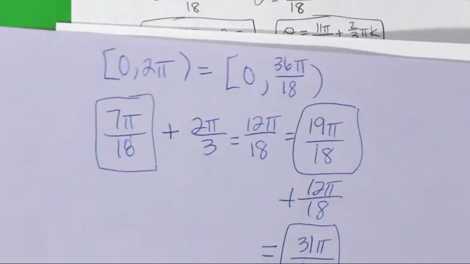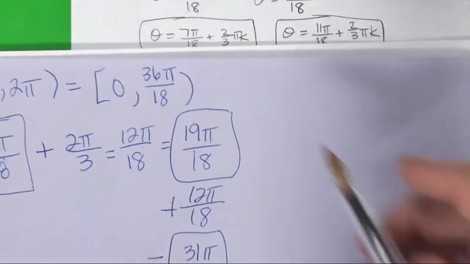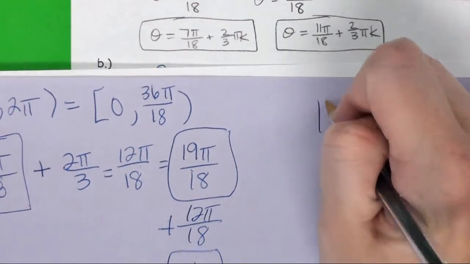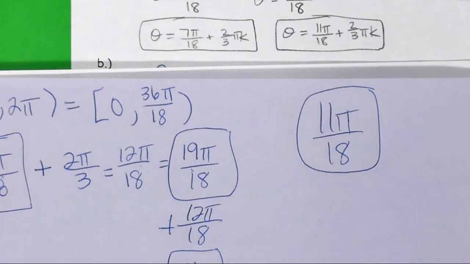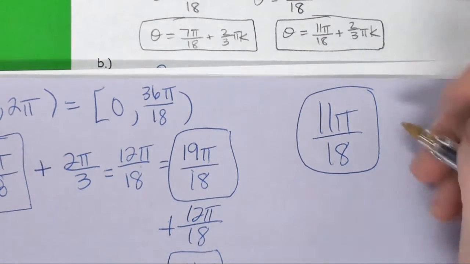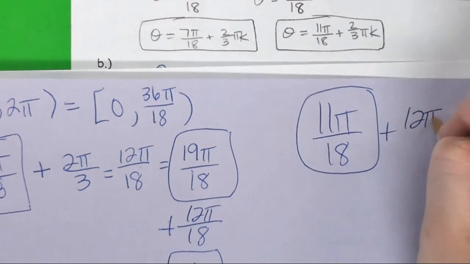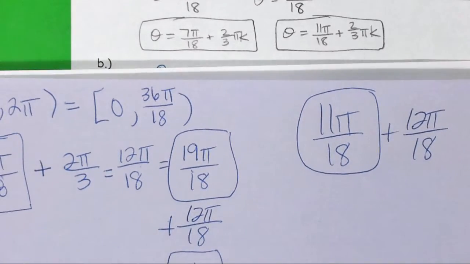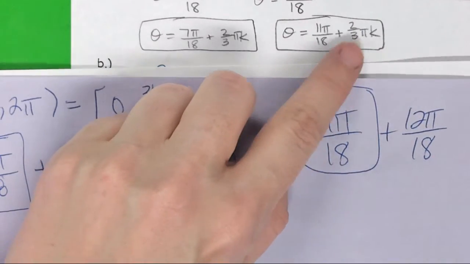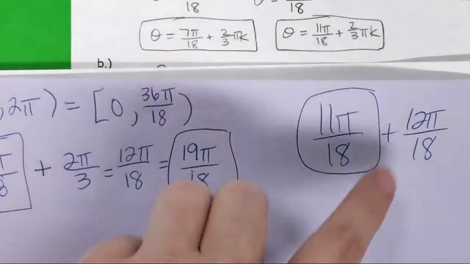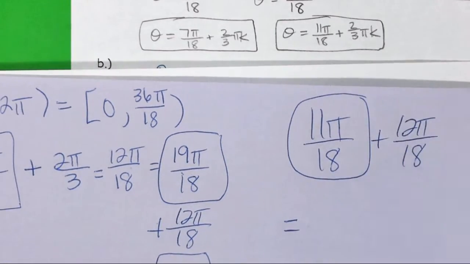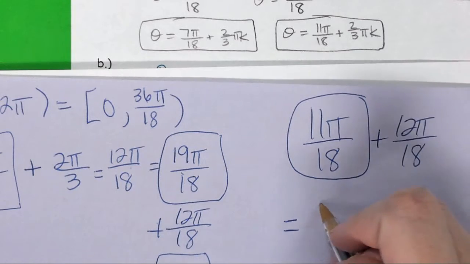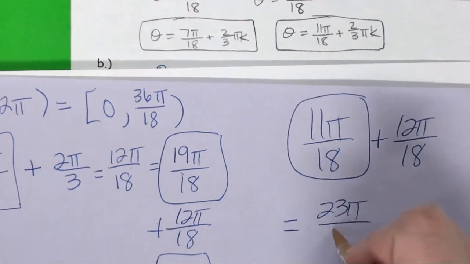Now we also have the other equation, which starts with 11 pi over 18. So 11 pi over 18, that's in the interval. So that's our first one. And then what are we going to add to that? Good. You're just going to keep adding the 12 pi over 18, which remember is equivalent to the 2/3 pi. We just want the common denominator. So when we add those, what do we get? 23 pi over 18, is that in our interval?